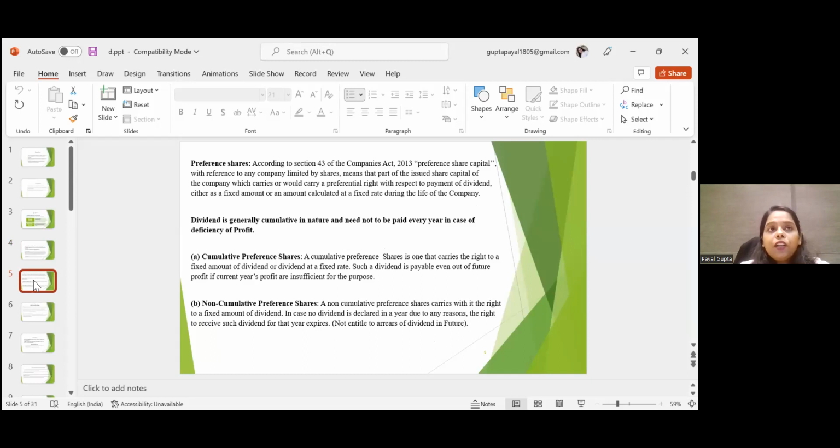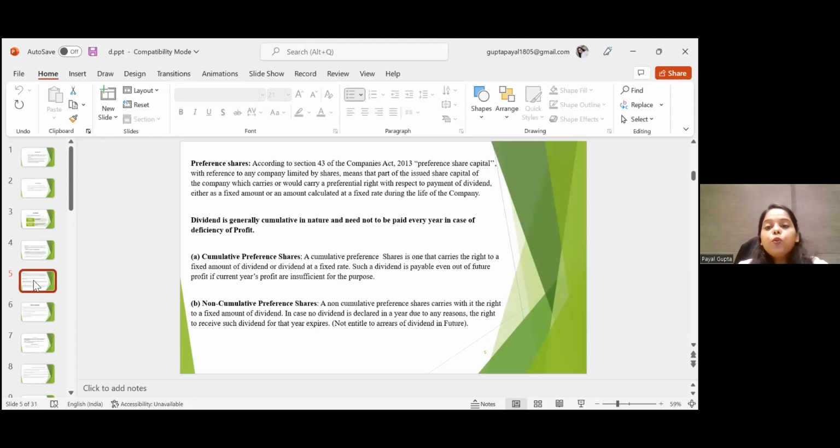Dividend is generally cumulative in nature and is not to be paid every year in case of deficiency of profit. Why a company pays dividend definitely depends on whether it earns profit. If the company doesn't earn profit, they are not going to pay you dividend, because they would not be able to meet their working capital. How are they going to pay the dividend to you if they have inadequate, insufficient profit?